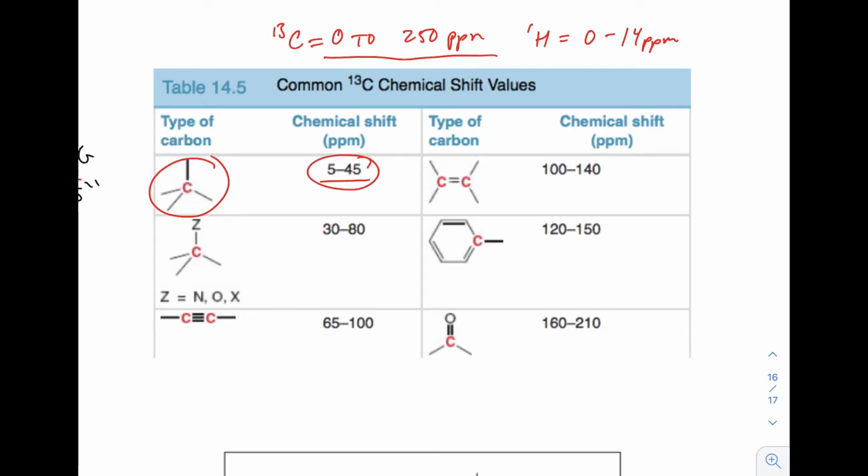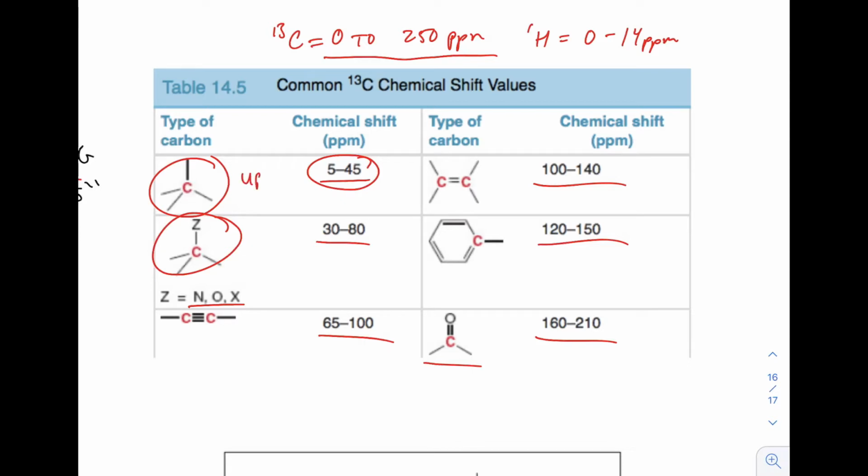But the range is different, right? So 5 to 45 for alkanes. If we have a Z atom, such as N or O, an electronegative atom, that ranges from 30 to 80. If we have an alkyne, 65 to 100. The alkene was 100 to 140. The benzene ring, or the aromatic, 120 to 150. And then the carbonyl, which is 160 to 210. So notice the relative chemical shifts are pretty much the same.